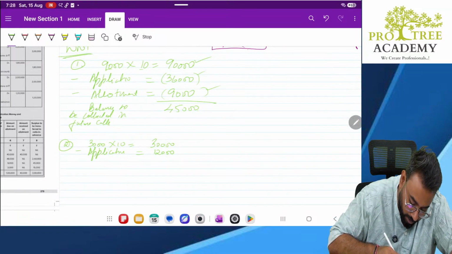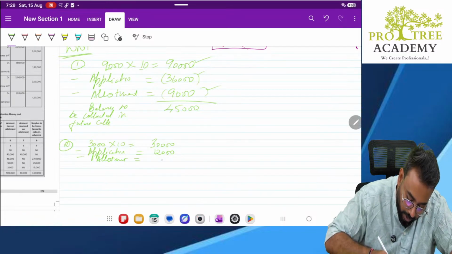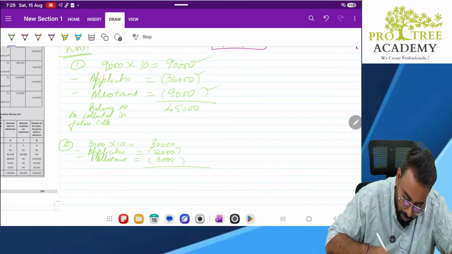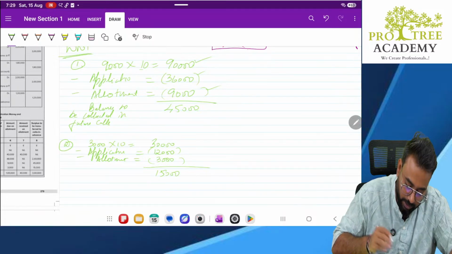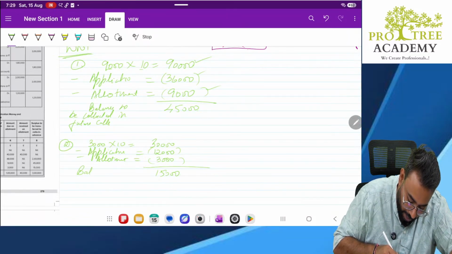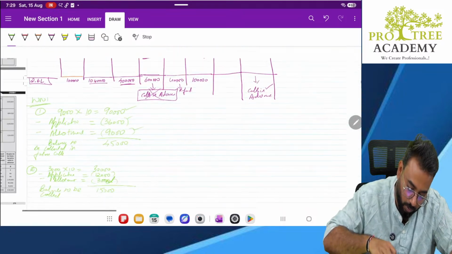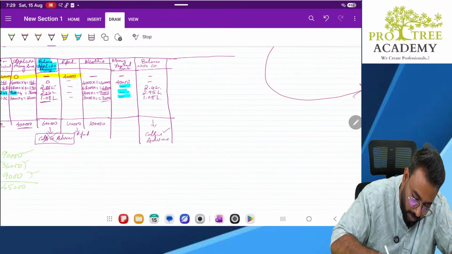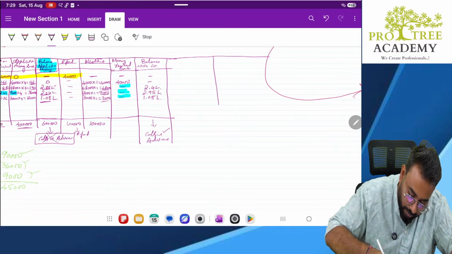Good. Next, on allotment, how much did we collect? Sir, 3,000 into 1. That is 3,000. Okay, good. So total 15,000 is remaining, the balance to be collected. Correct? Correct, sir. Now, the moment of truth. What is the moment of truth, sir?